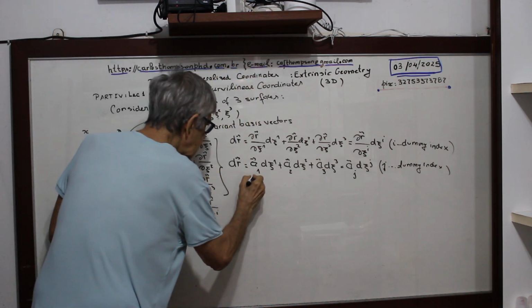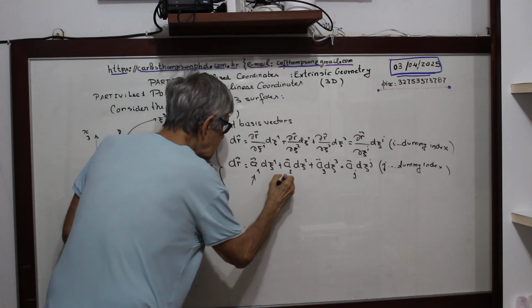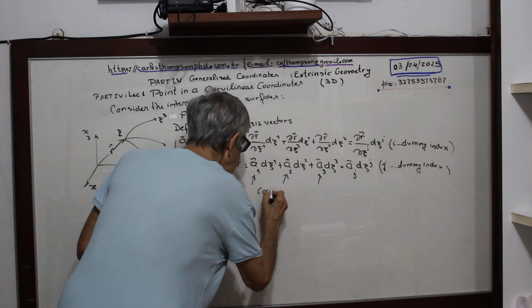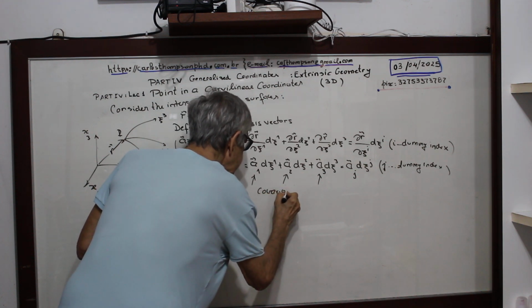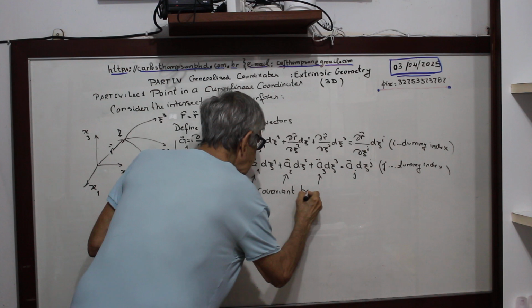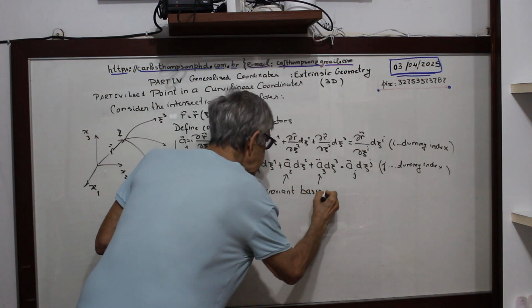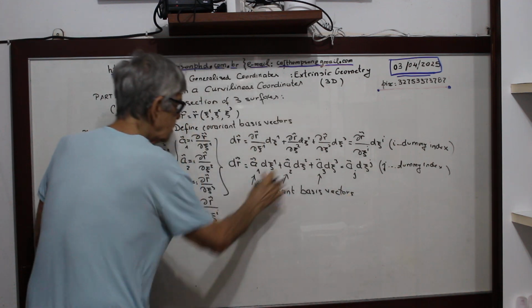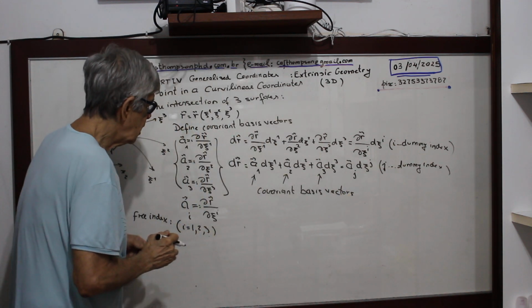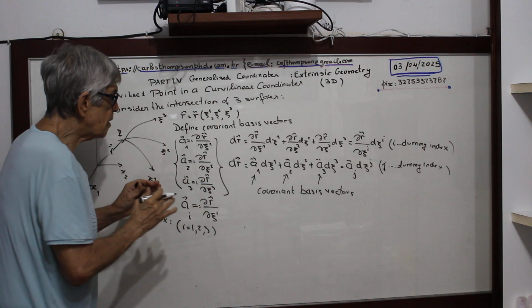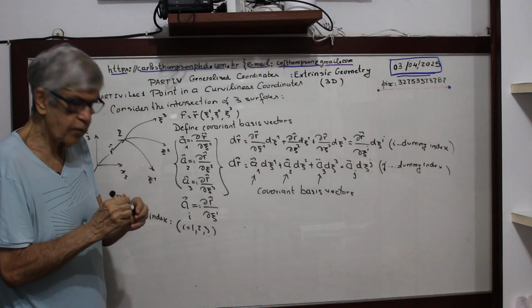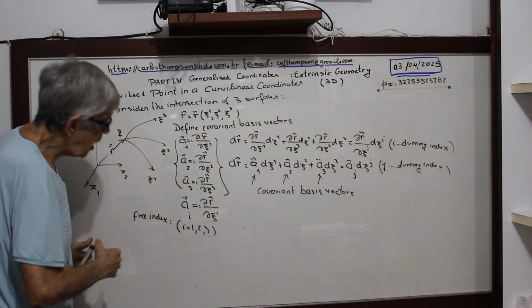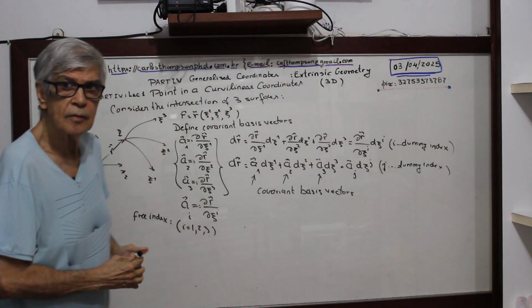Remember this here are covariant base vectors. Okay, that's a definition. Okay, let's quit here for a moment, and then in lecture 2 I will continue.